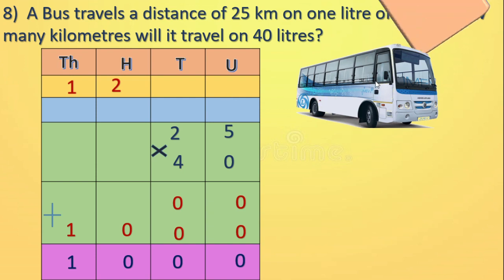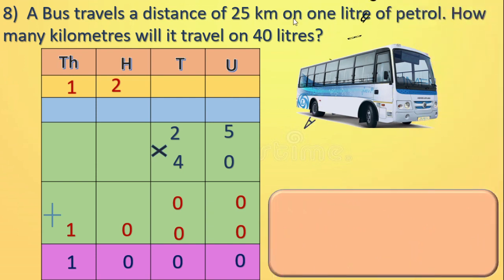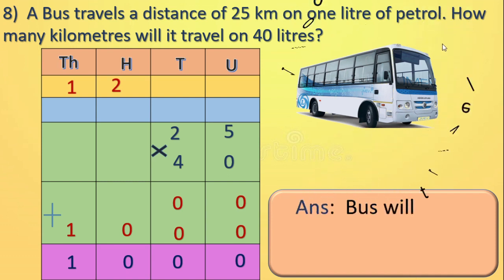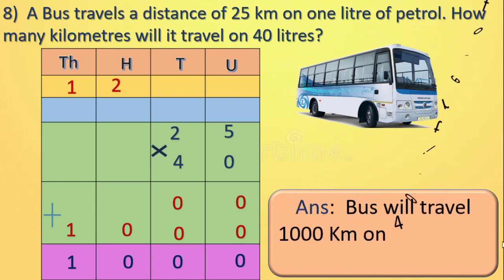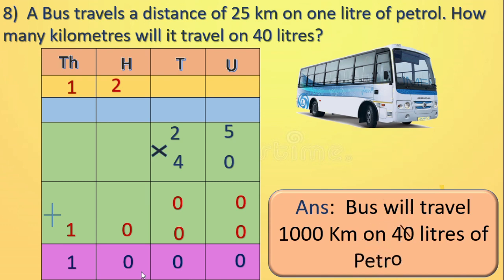If this bus travels 25 km in 1 liter, then the bus will travel 1000 km on 40 liters of petrol. Got this? Yes. I hope you understood the multiplication, right? By using the vertical method.